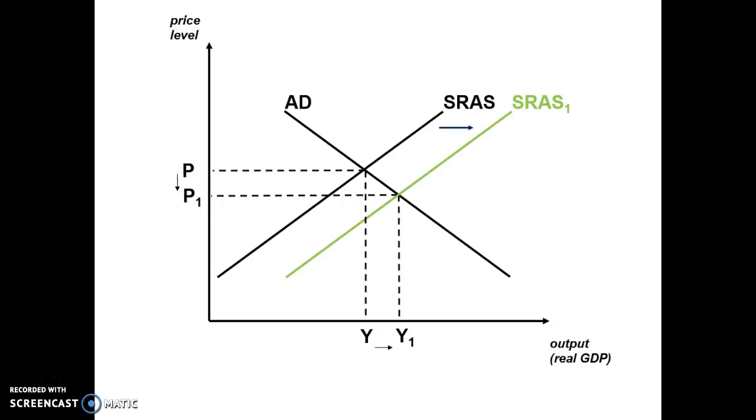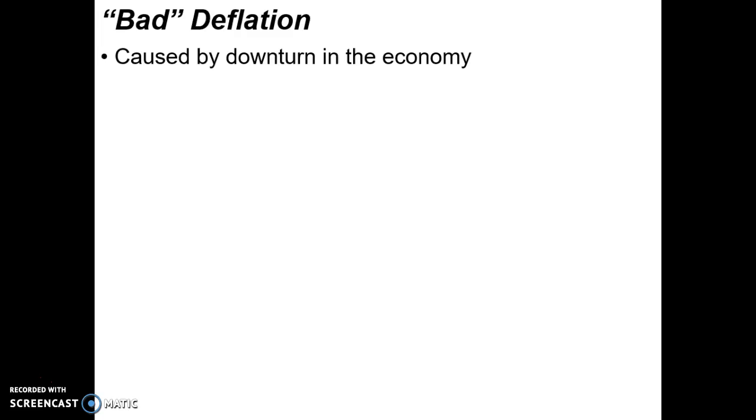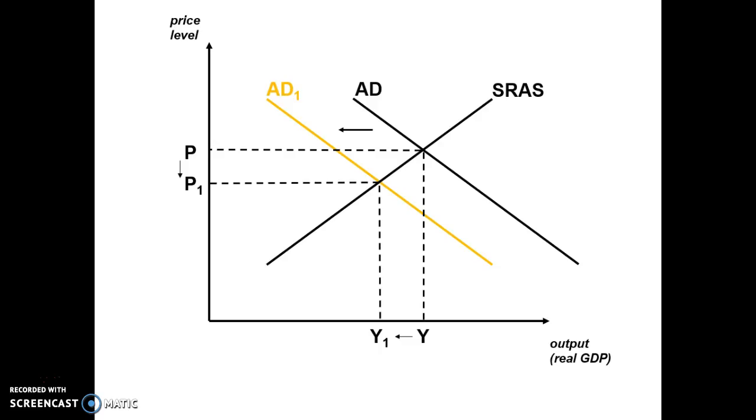Typically, over time, AD will also shift to the right, so it's unlikely that you will get exactly this situation. But if AD were to shift to the right here, price levels would not be going up. You wouldn't have so much demand pull inflation as the factors of production are also improving. Bad deflation, though, is caused by a downturn in the economy. So bad deflation is just a different terminology for referring to a recession.